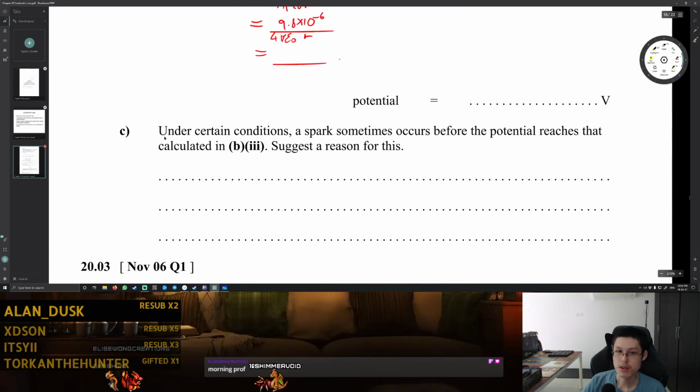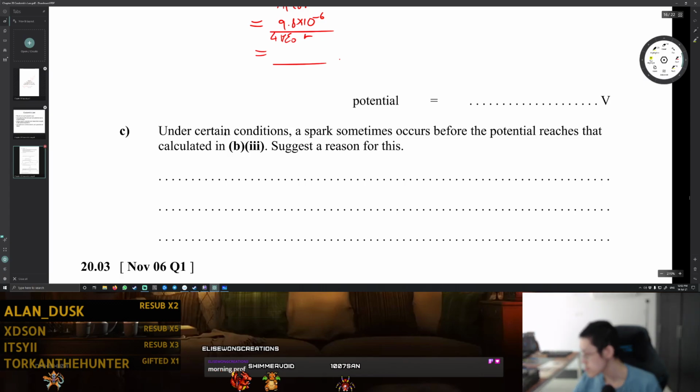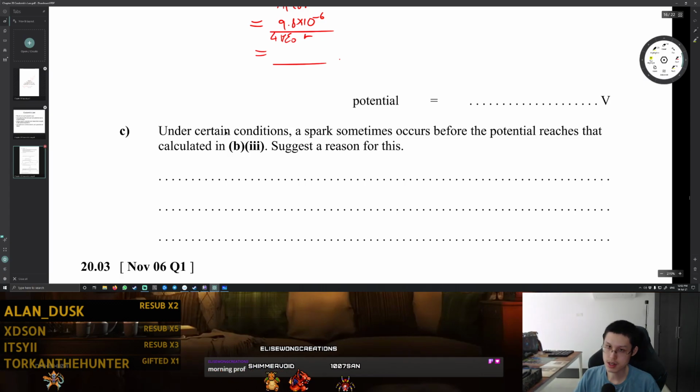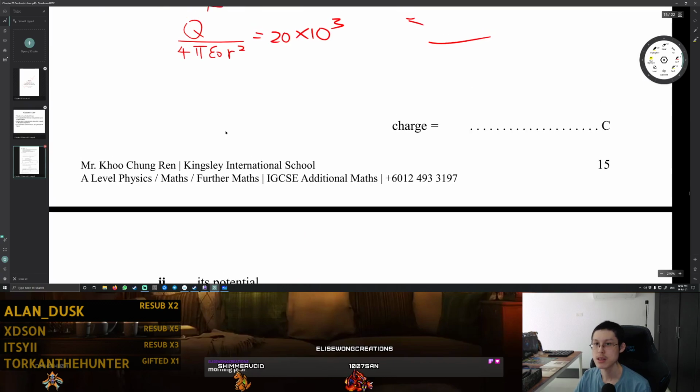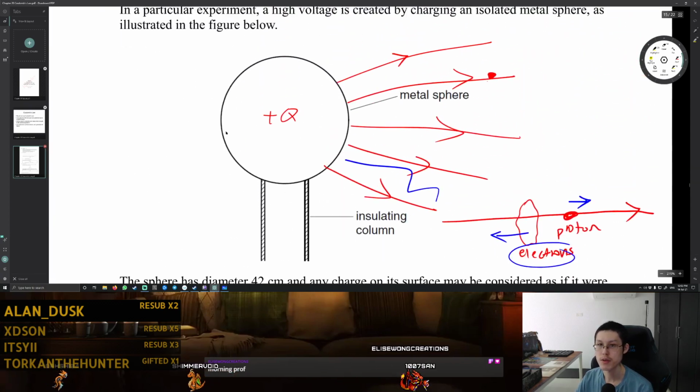And next up, under certain conditions, a spark sometimes occurs before the potential reaches that calculated in this. Suggest a reason for this. So this is an ideal condition, right? We're assuming that the sphere is perfectly spherical. There are no imperfections on the surface of the sphere. We're assuming there's no humidity in the air, because humidity would introduce water.